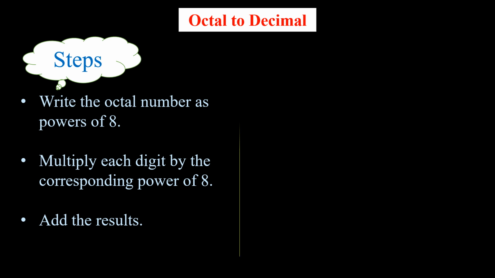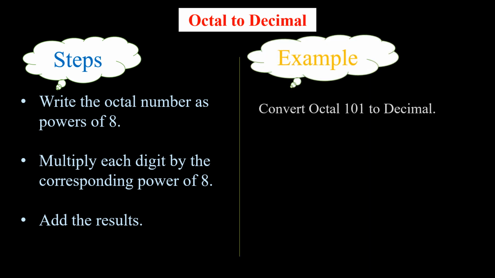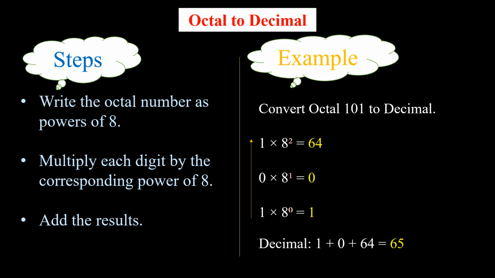For instance, converting 101 to decimal gives us 64 plus 0 plus 1, which equals 65.